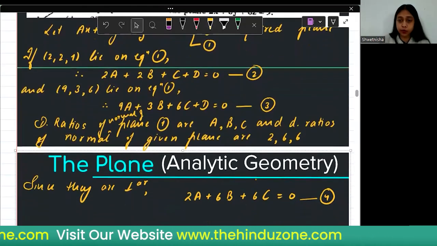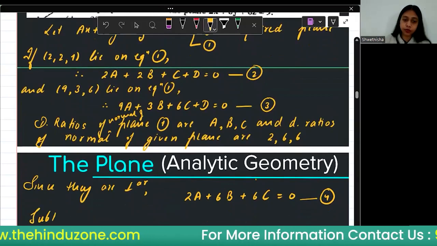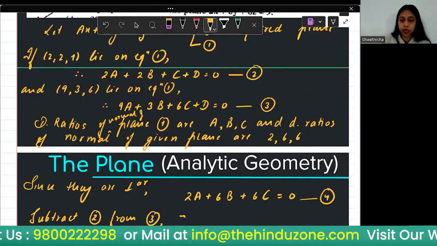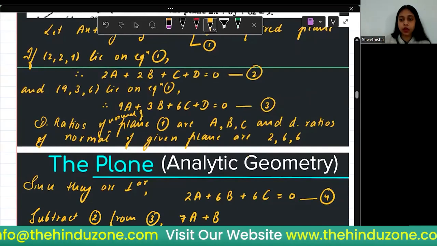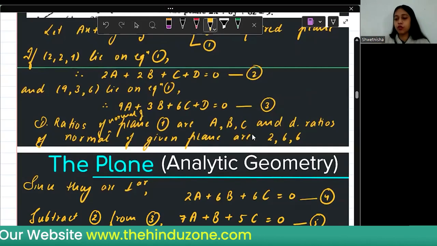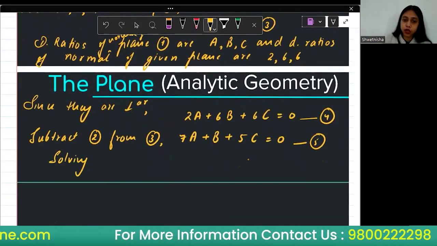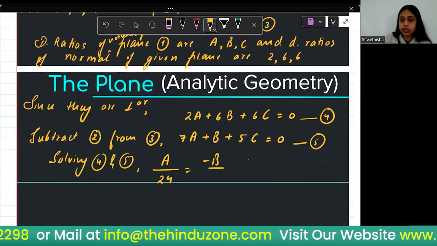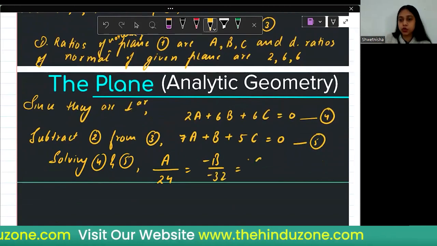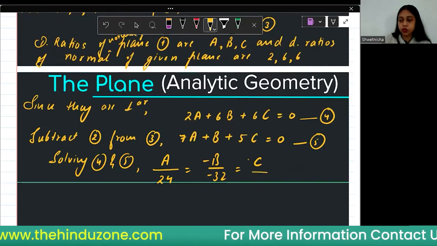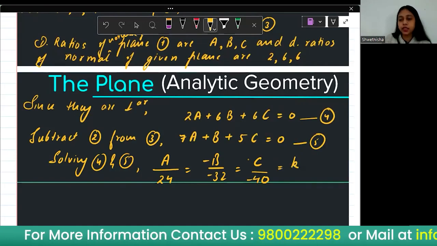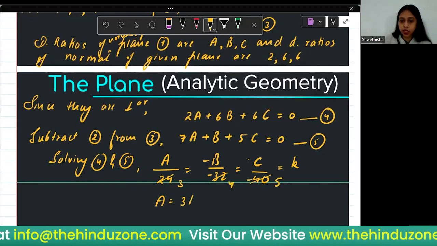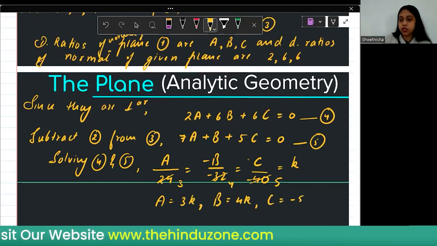Now subtract 2 from 3. You get 9A minus 2A, that is 7A, minus B plus B, and then plus 5C equals 0. Let's solve 4 and 5. Solving 4 and 5 by the cross multiplication method, we get A by 24 equals minus B by minus 32 equals C by minus 40, and let us say that is equal to k. So A is 3k, B is 4k, and C is minus 5k.